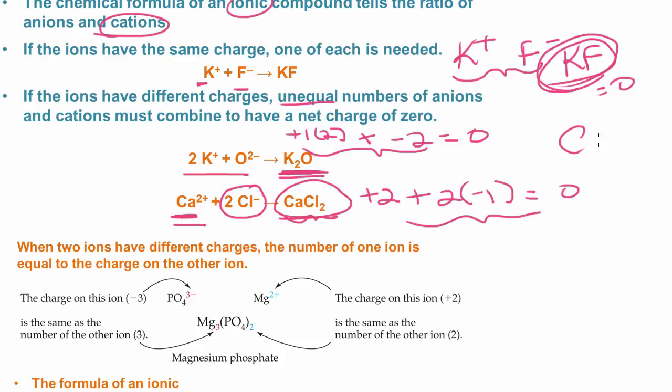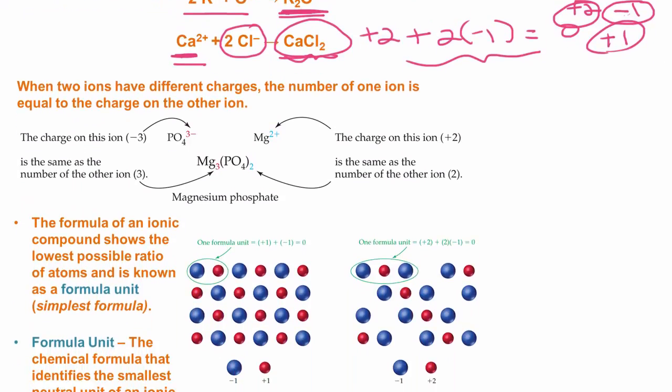If I were to write the formula like this, well, we know calcium is a +2 and chloride ion is a -1. This would give us a +1 overall charge. That's not right. So in order to make the overall charge 0, we need 2 of these chloride ions, 2 -1s, right, for that +2 calcium ion. And again, those charges add up to 0 for the neutral compound.